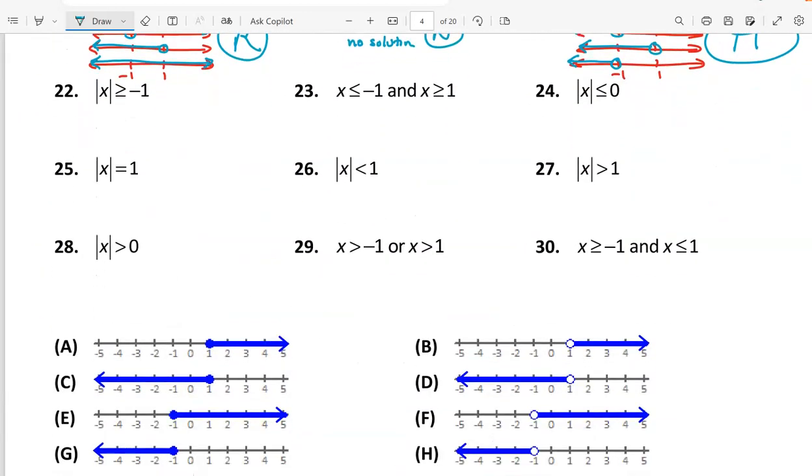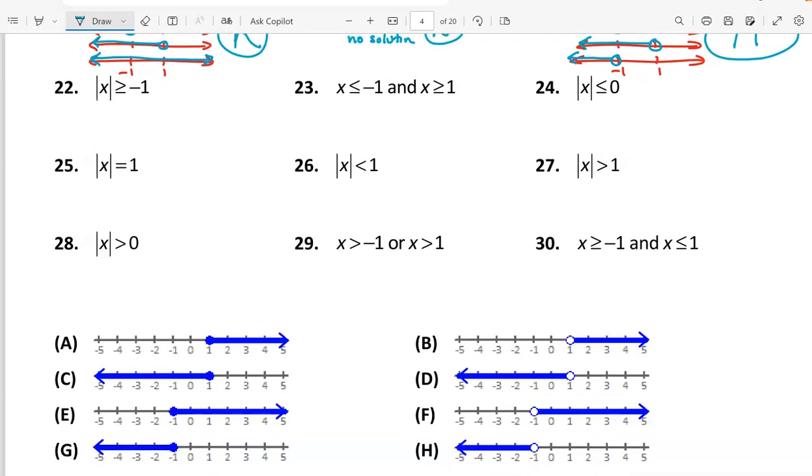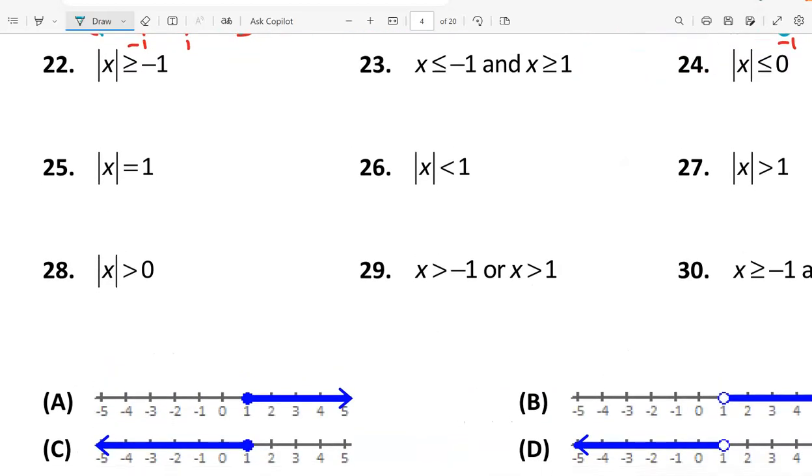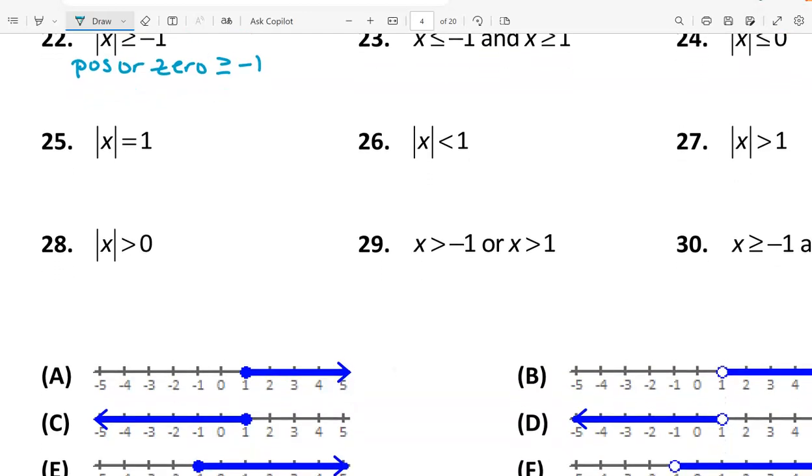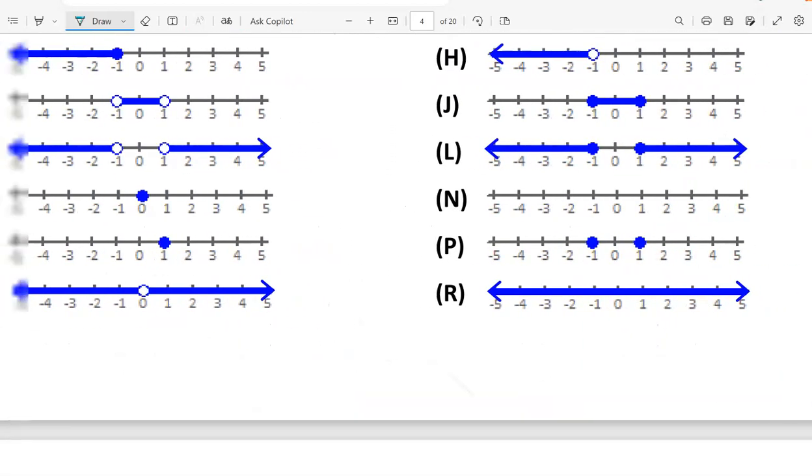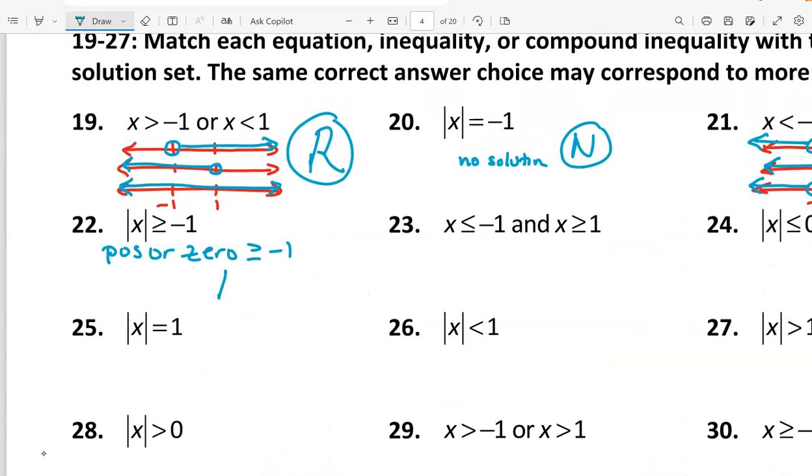For number 22, the absolute value of x is greater than or equal to negative 1. When we're comparing an absolute value to a negative number, I want you to think about it this way. We are looking for where a positive number, or 0, is greater than or equal to negative 1. Any positive number or 0 is always greater than or equal to negative 1. So this has a solution of all real numbers. All real numbers is the entire number line shaded, so that would be choice R.